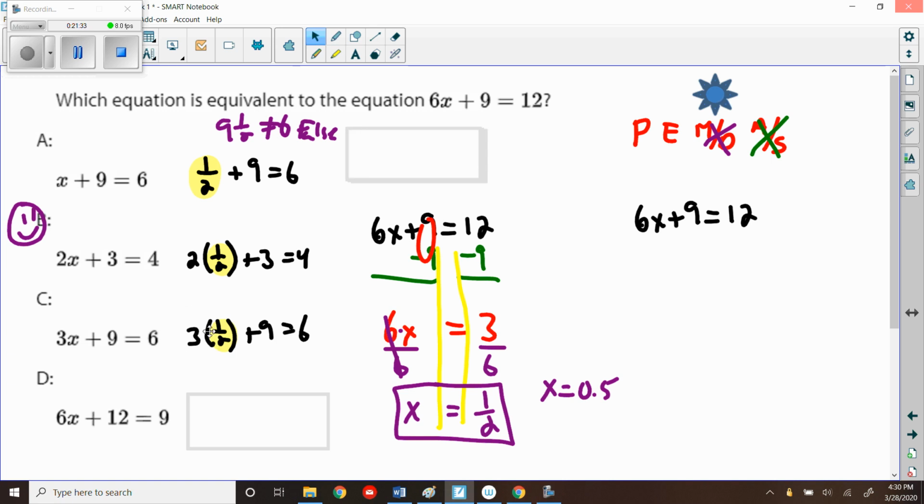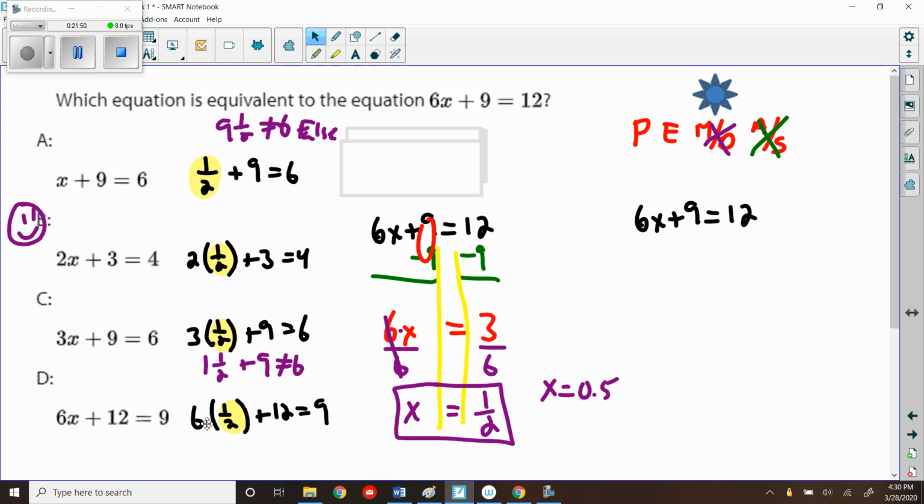3 times a half is 1.5, and 1.5 plus 9 is certainly not 6. It's 10.5. 10.5 is not the same thing as 6, so I know that's the wrong answer.